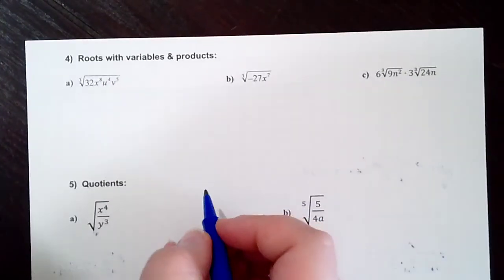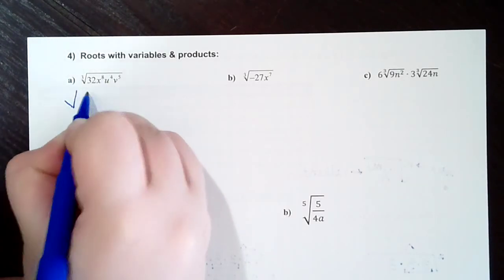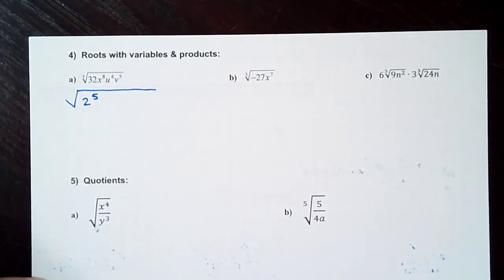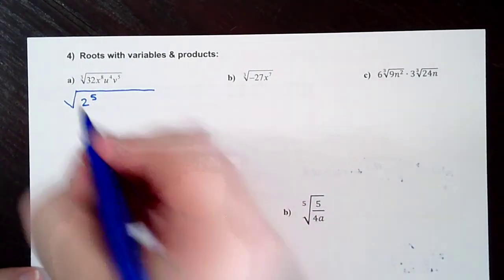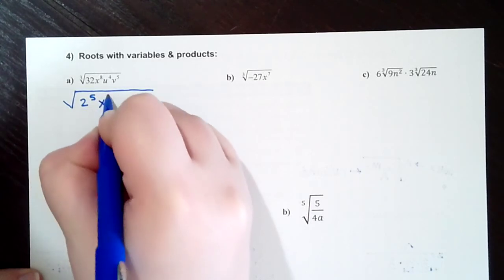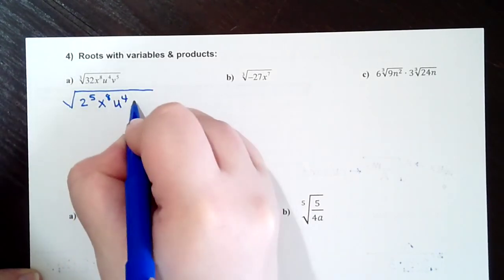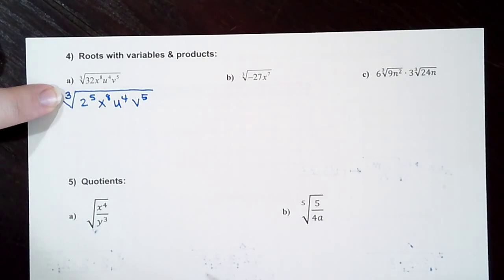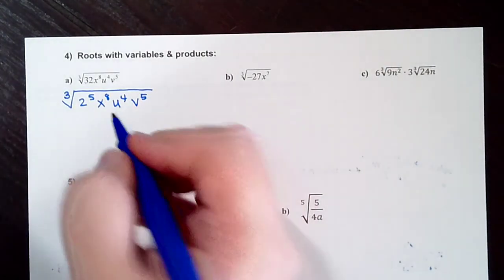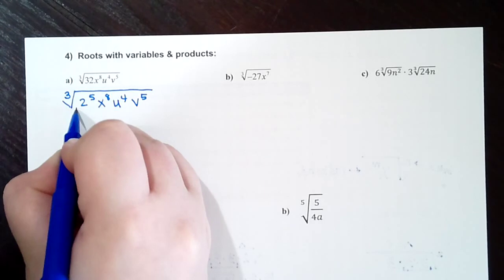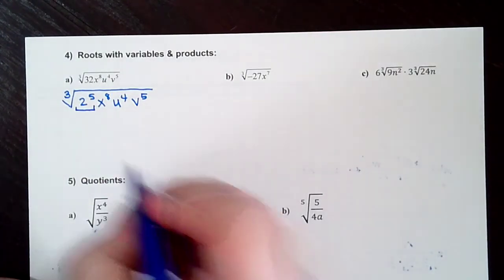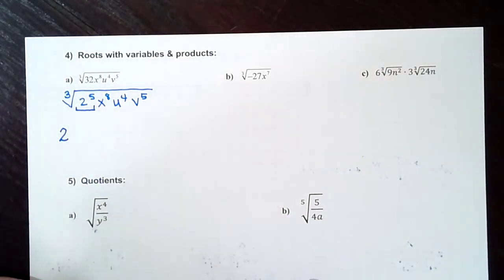If I rewrite this longhand, I'm going to get 2 to the 5th power. I could write that out as 2 times 2, etc., but I'm going to leave it like this. X to the 8th, u to the 4th, and v to the 5th. And all this says is that I'm looking for triples. And anytime I see a triple, I'm going to bring it out to the front. So for example, in 2 to the 5th, I have 2 to the 3rd hidden in there. There is a triple that I can bring out in the form of a 2.